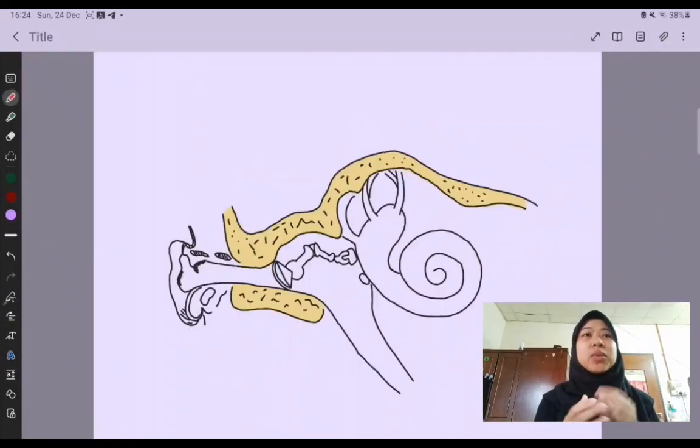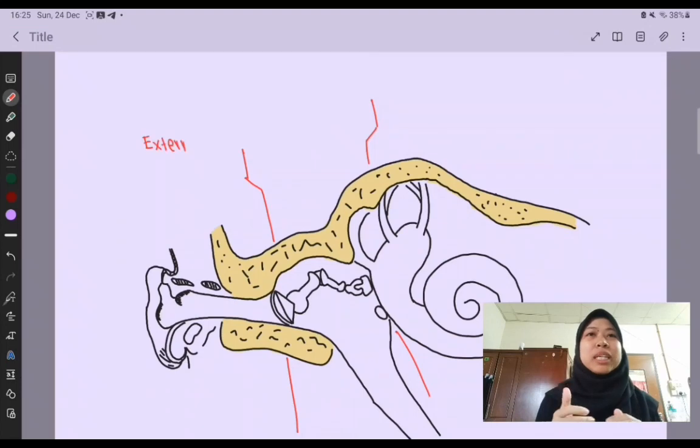Today, I will present about the anatomy of the ear. Our ears are divided into three parts. First of all, the outermost part is the external ear, then the middle ear and the inner ear.